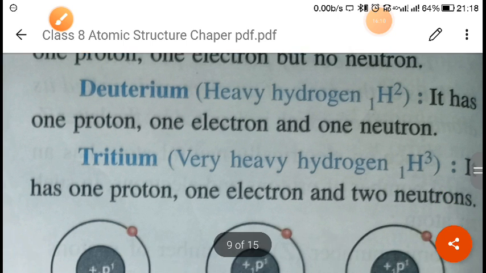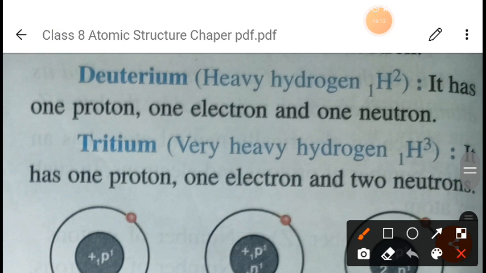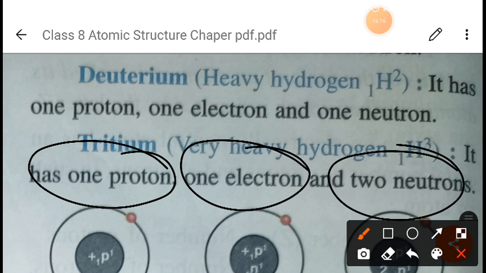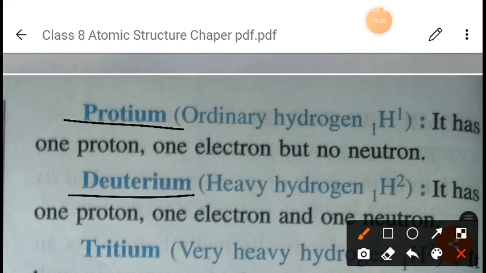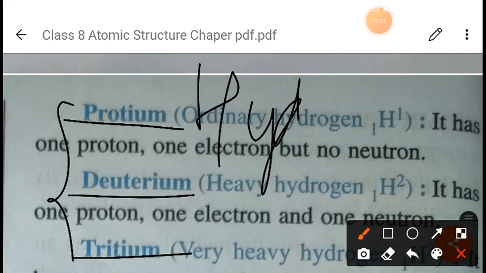And when we talk about tritium, it has what? One proton, one electron and two neutrons. So these three, protium, deuterium and tritium, are all the isotopes of hydrogen.